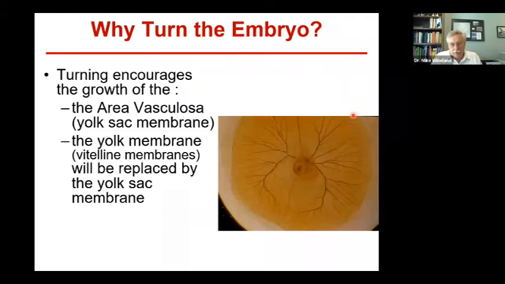Turning, as I said, encourages growth of the area vasculosa. You can see this is a 3-day-old embryo. You can see the blood vessels starting to grow out over the surface of the yolk. And in time, it's going to completely encase the yolk, usually by about day 12, and the yolk membrane that was originally there won't even be in existence anymore.